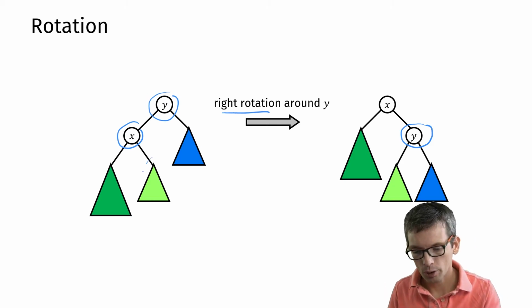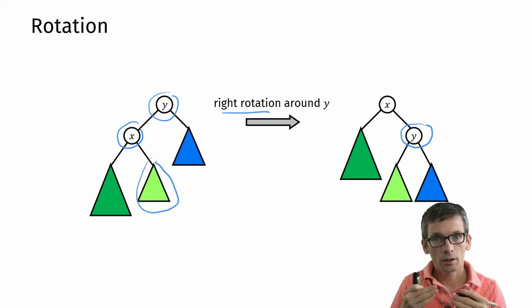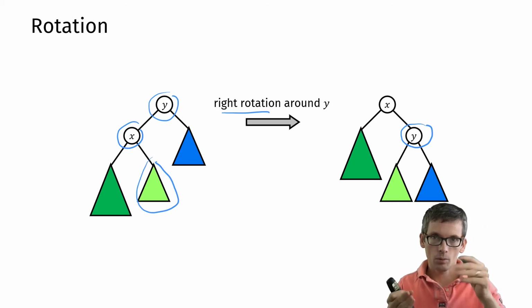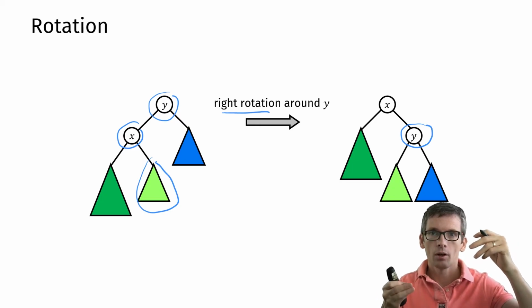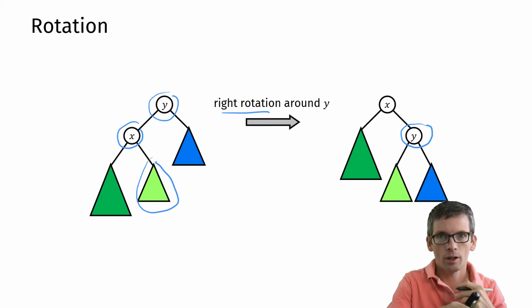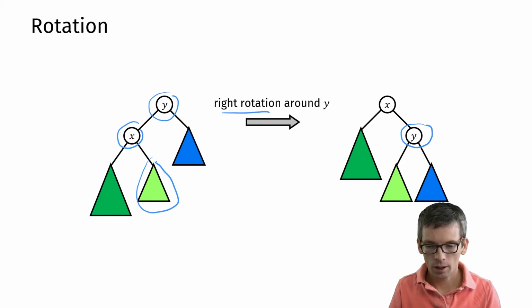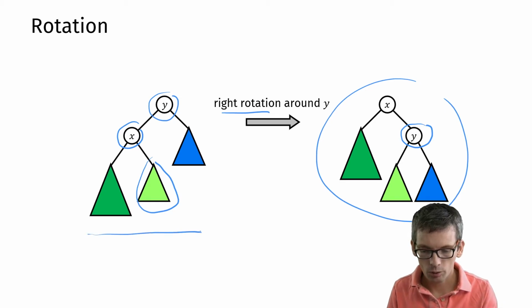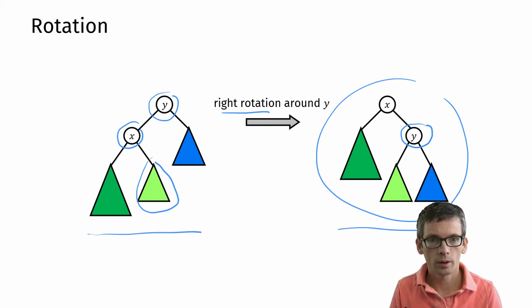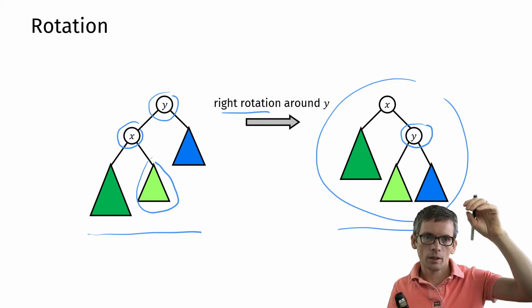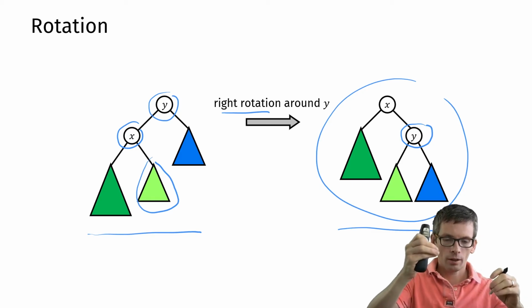And now I have to attach the right subtree of X somewhere else, but I can now make it the left child of Y. So assuming that X was a left child of Y, I can now make the right subtree of X the left subtree of Y. So you see, this tree has exactly the same nodes, and if I check the binary search tree property, if it was true here, it still holds here. So that is a right rotation, if my parent is to the right and I pull it around like that.